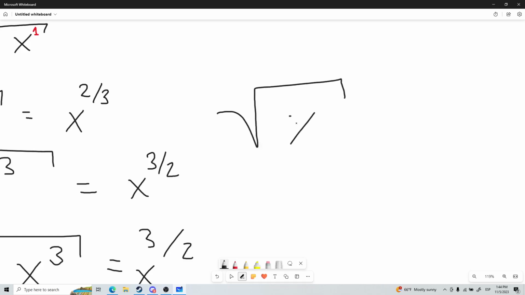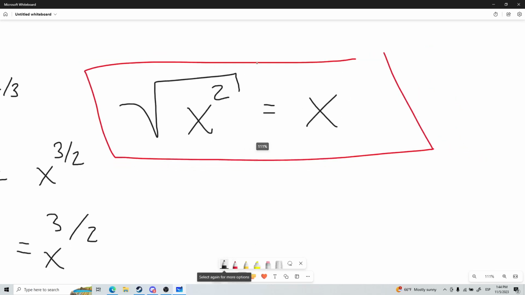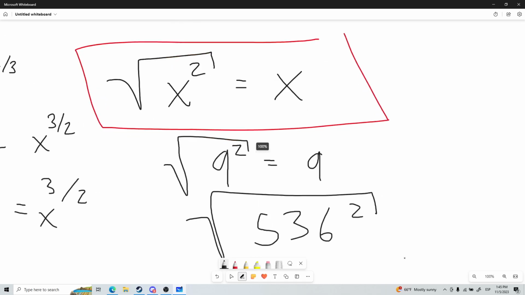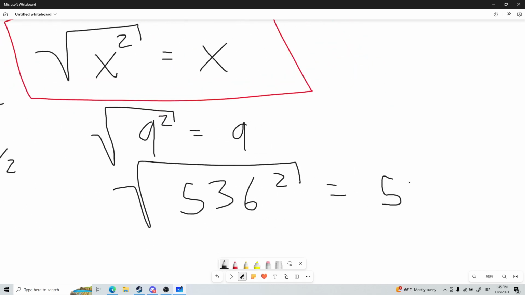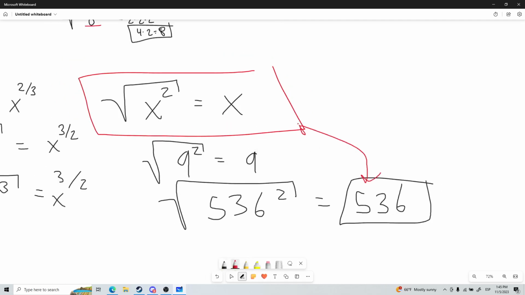The square root of x squared is just going to be x. And why? Because x times x gives you x squared. This is pretty obvious. Well, you have to keep this in mind because when you start encountering stuff like the square root of 9 squared, this is just 9. The square root of 536 squared, how much is it? 536. That's the kind of stuff that can help you remember and keep in mind.